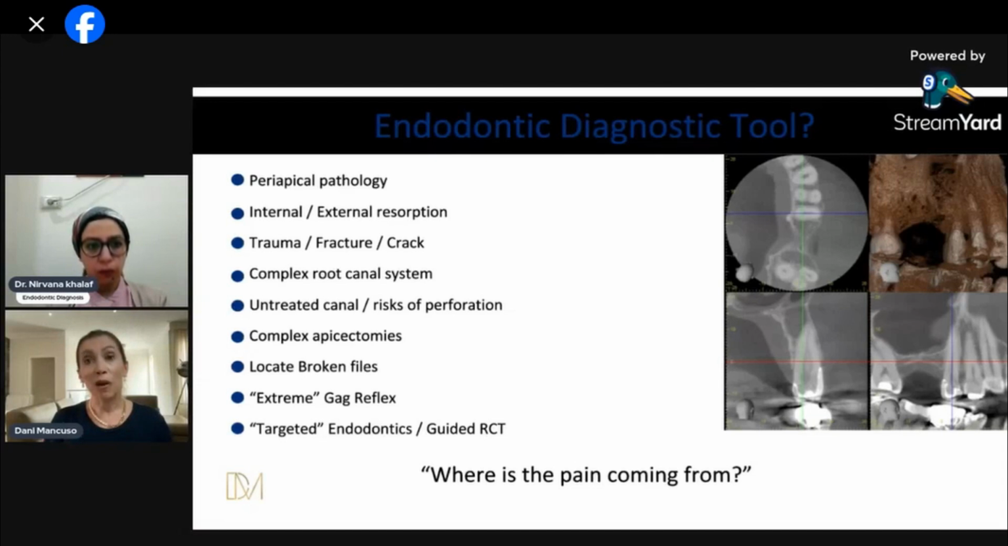However, nowadays it is a lot easier, and I'll show some cases about those topics. We'll discuss some cases and you'll see how easy it is with the CBCT when you understand where the file is. Extreme gag reflex is getting more and more common in our practice. So patients that cannot tolerate the X-ray, I think they heard about the CBCT and they want the CBCT to be taken prior to any treatment.